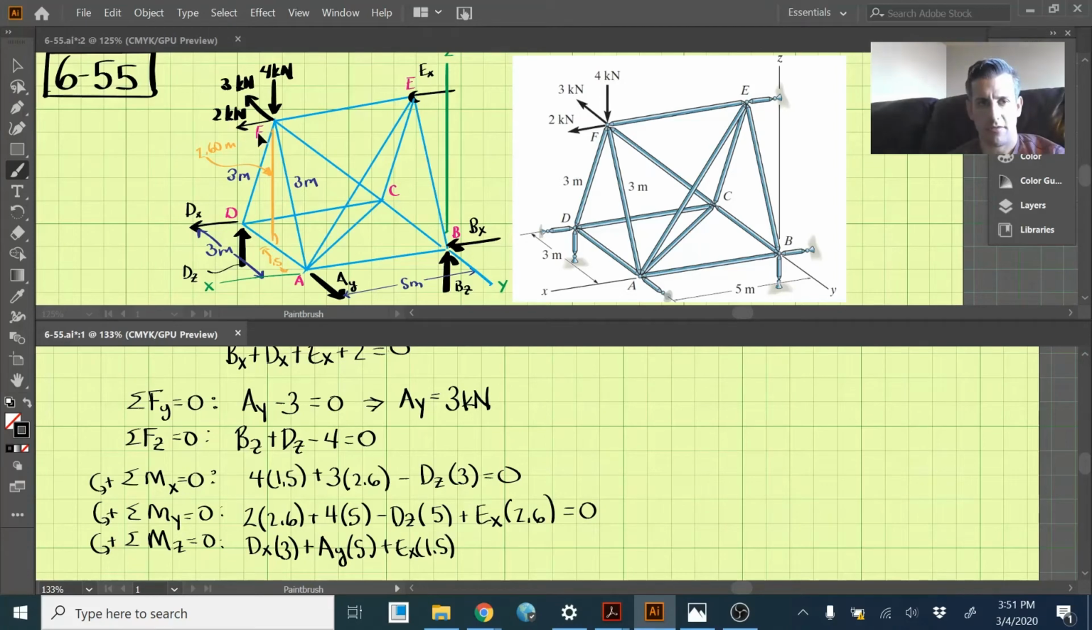And then let's deal with the forces up here. The 2 is also going to create a moment, and that's going to be a counterclockwise moment at the same distance that EX is acting away, which is 1.5. And then we also have this 3 kilonewton force, which is going to create a clockwise moment, so that's going to be negative 3 kilonewtons. And the distance that is acting away is 5 meters.